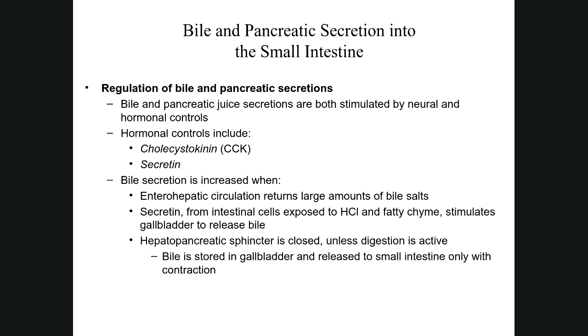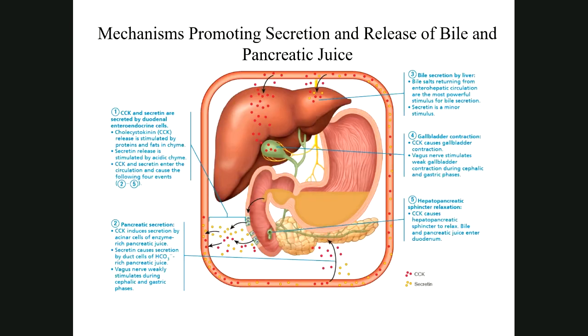The hepatopancreatic sphincter is closed unless digestion is active. If the digestion is not active, it gets closed. And we have bile stored in the gallbladder and released to the small intestine only if contractions happen. So let's look at the mechanism promoting secretion and release of the bile and pancreatic juice.